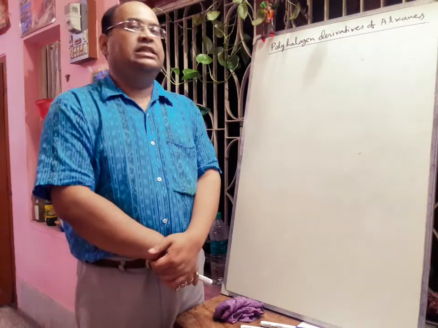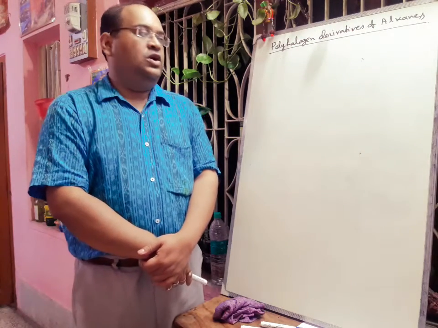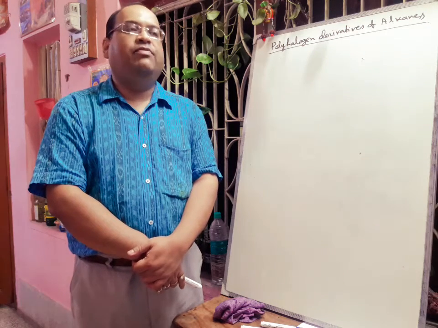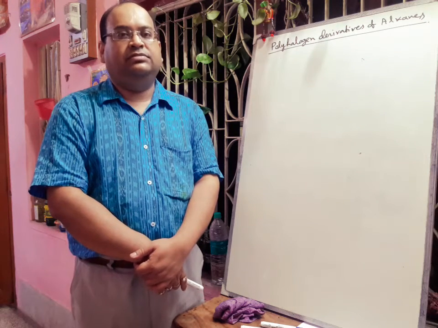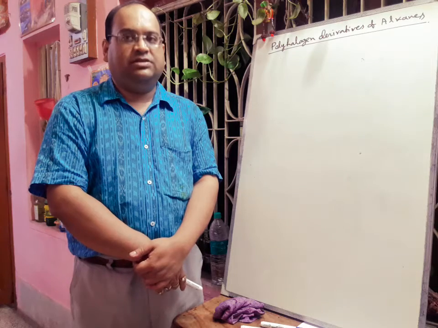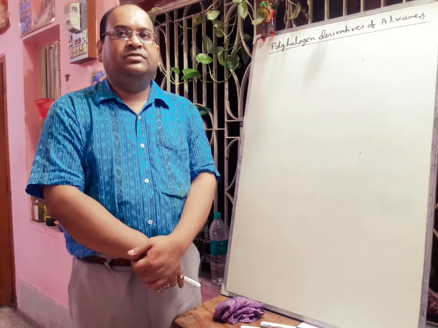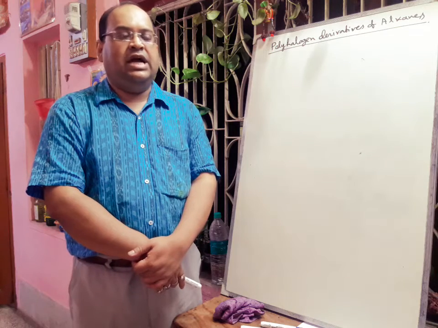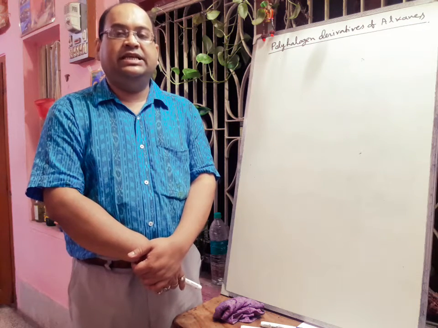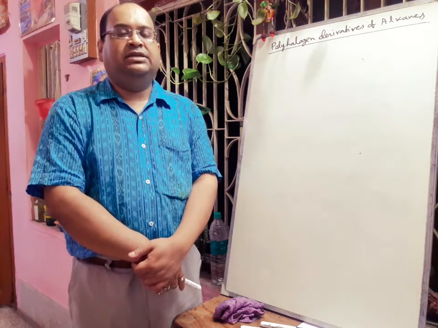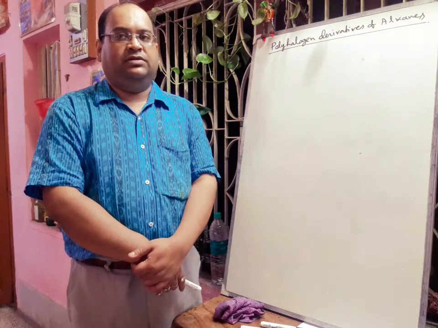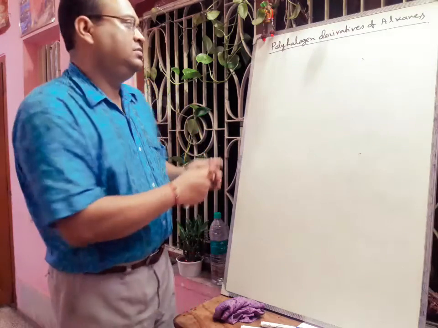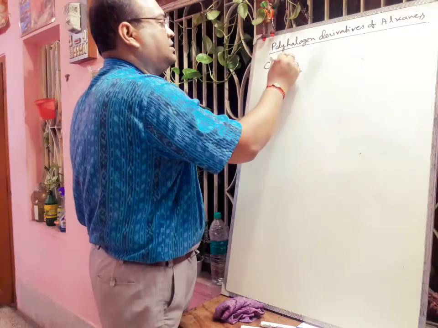Next we will discuss the physical properties. Chloroform is a colorless liquid having boiling point 334 Kelvin. Its smell is very sweet and it is sparingly soluble in water, and it is heavier than water, that means its density is higher than water, but it will dissolve in organic solvents. Next we will discuss chemical properties.